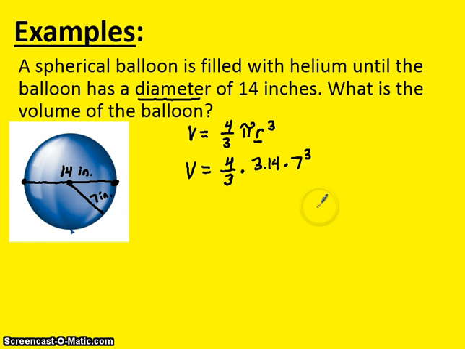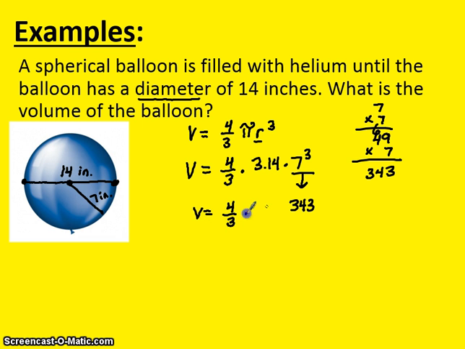Now, order of operations says that exponents must be completed before multiplication. So the first thing that we need to do is 7 times 7 times 7. 7 times 7 is 49, times 7 more. 9 times 7 is 63. 7 times 4 is 28, and 6 more makes 34. So 7 to the third power is 343. Now we're not finished because we have to take 4/3 times 3.14 times 343.